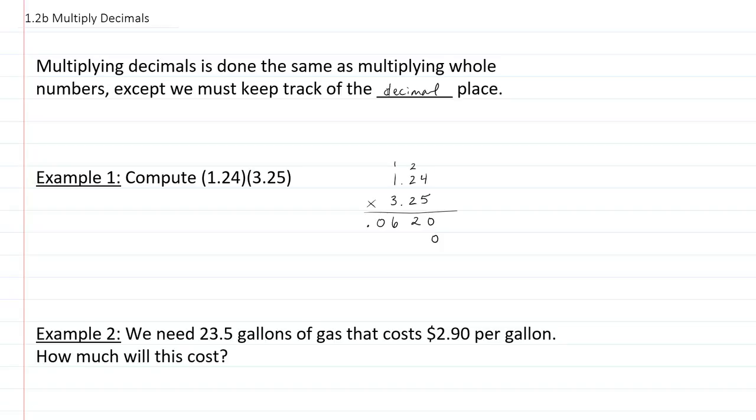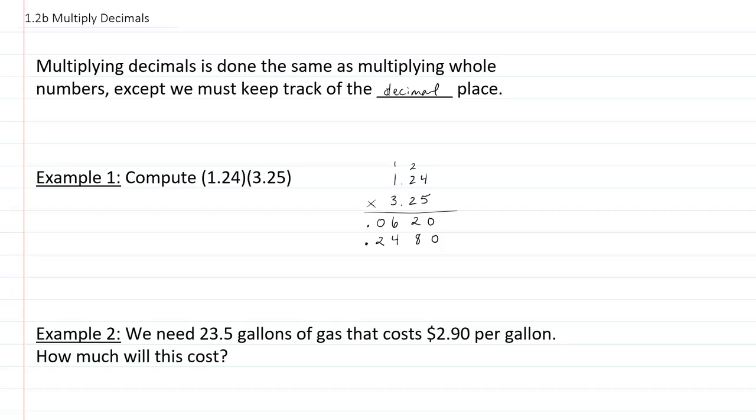2 times 4 is 8. 2 times 2 is 4. And 2 times 1 is 2. And the decimal goes in the same place. We count over 4. Place a decimal.